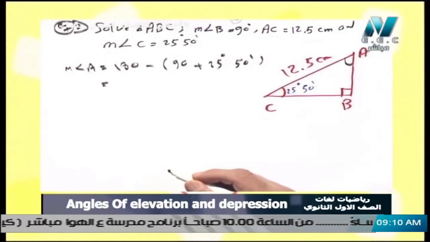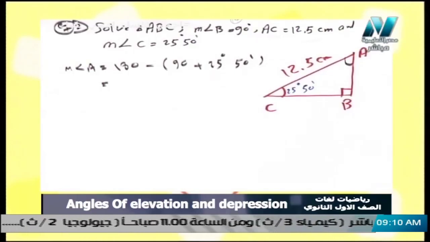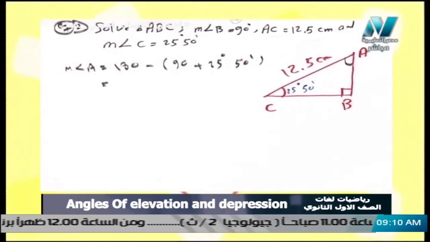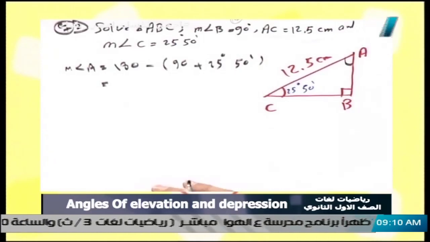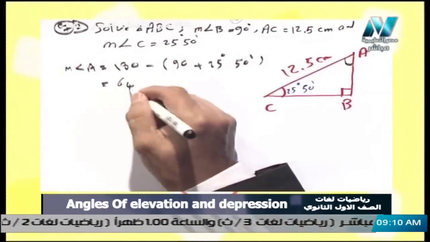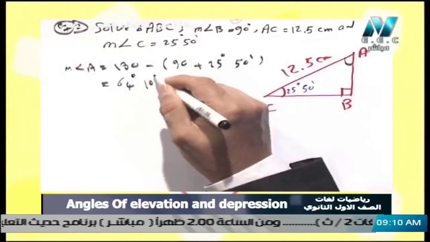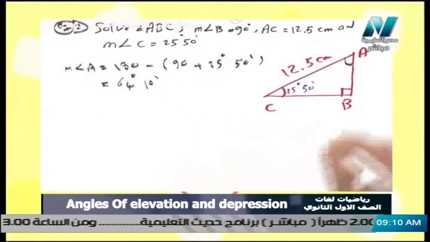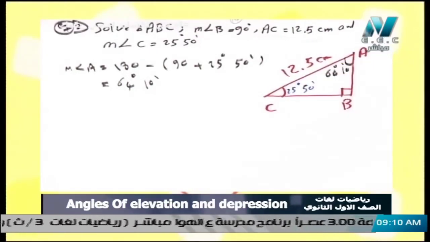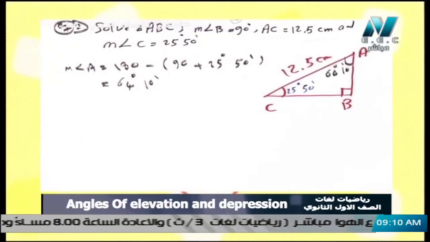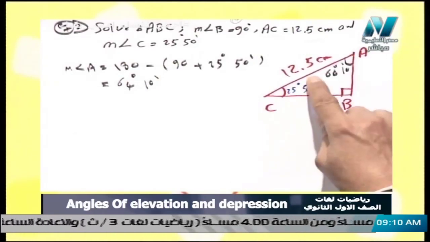By using your calculator, you will find that the answer will be 64 degrees and 10 minutes. Okay, so we have this angle 64 and 10. Okay, to find the other elements, we have a side here which is the hypotenuse, 12.5.